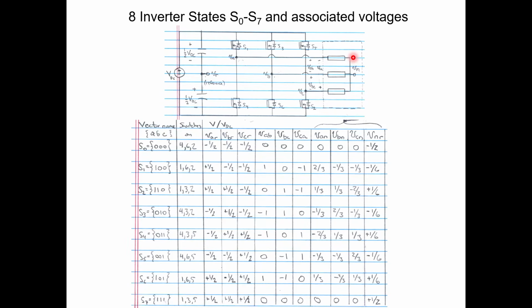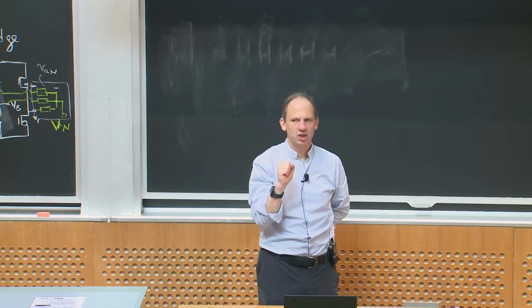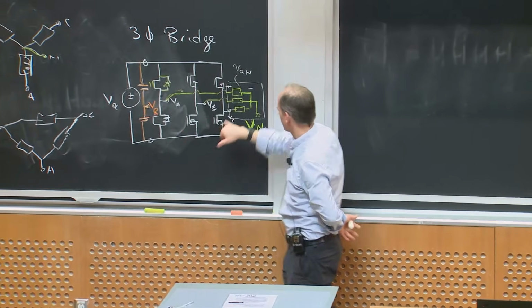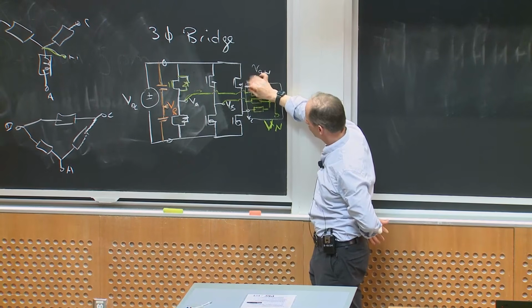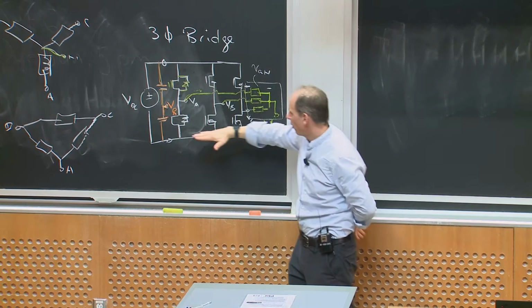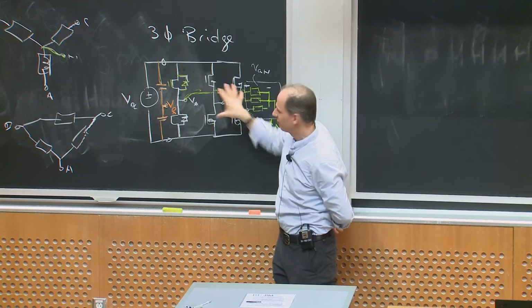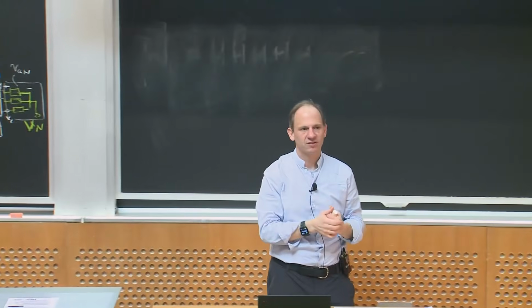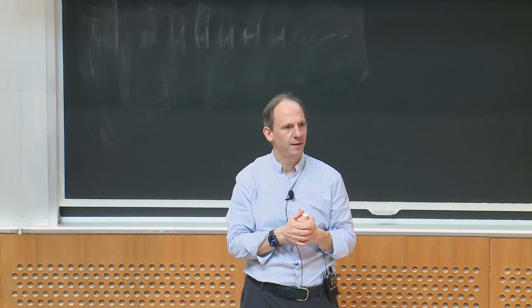So this just shows the voltages I can synthesize. 2 of the 8 states basically short out the load, right? Because if all the top switches are on, basically I'm tying all these 3 nodes together, so they basically just short the 3 terminals together. If all the bottom switches are on, I do the same thing. And any other switch configuration, I get some other set of states on my inverter output. Okay, any questions about that?